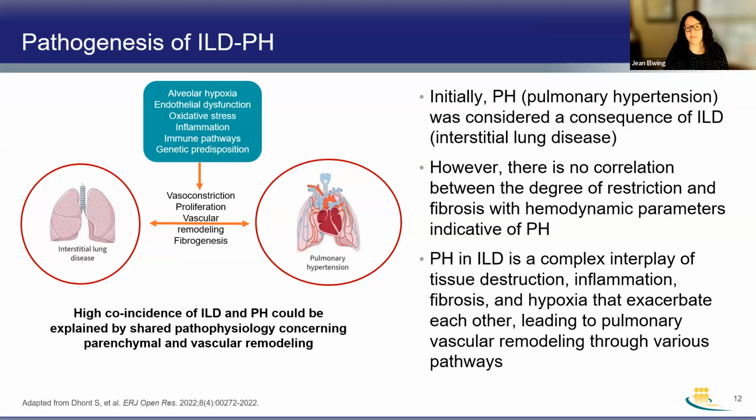There's a complex interplay between tissue destruction, inflammation, fibrosis, and hypoxia that exacerbate each other. They drive each other's processes. And there's this high coincidence, as I mentioned, more than 80% in some IPF studies of patients who develop pulmonary hypertension. And really, we believe that it's likely a shared pathophysiology with those triggers of hypoxia, endothelial dysfunction, oxidative stress, inflammation, immune pathways, and genetic predisposition that take you from fibrosis to pulmonary vasculopathy and fibrosis.